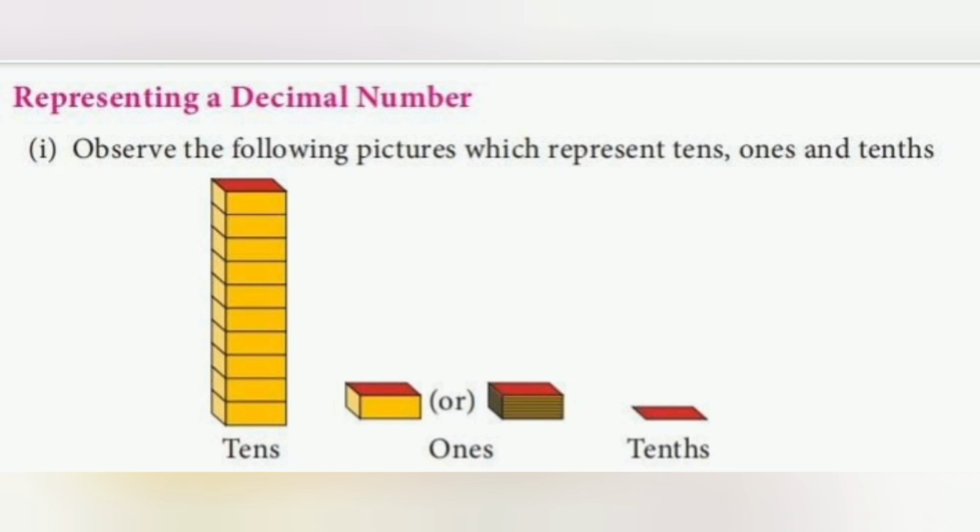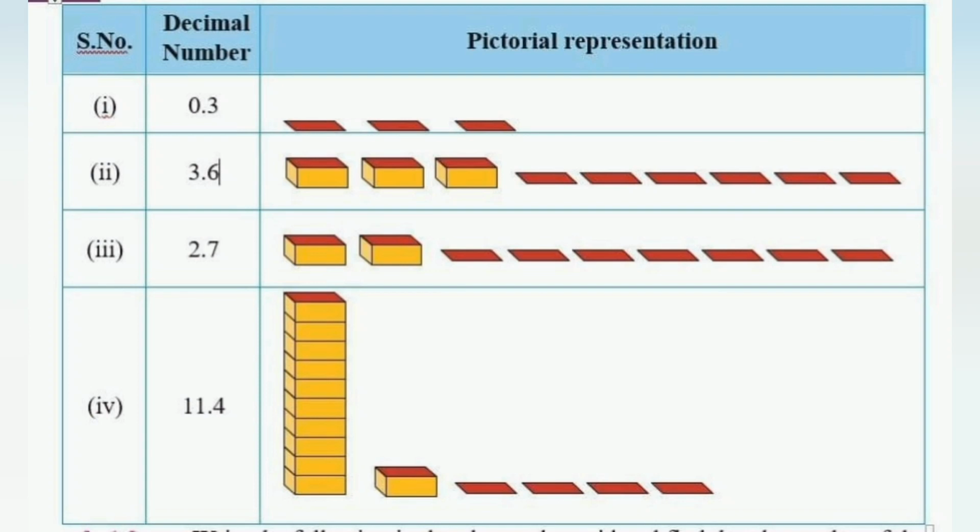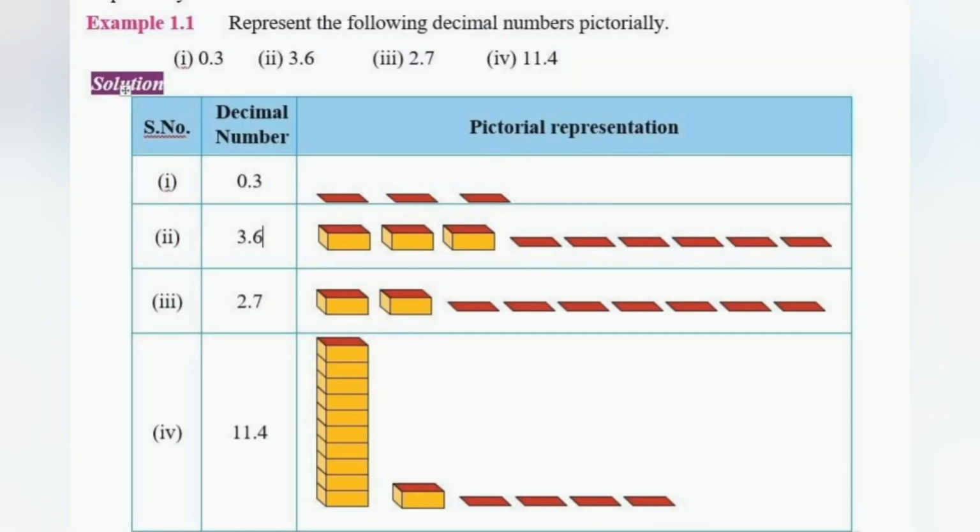Now you can see the one below: 3 ones place blocks are given, so it is 3 ones, and 2 red color square sheets are given, that is 2 tenths. So we call the decimal number 3.2. Okay, now we'll move on to the decimal examples, how to represent a decimal number pictorially. We'll move on to the examples so that you will understand more clearly.